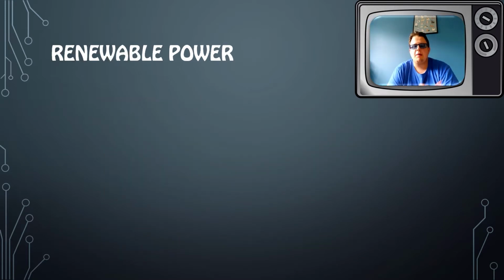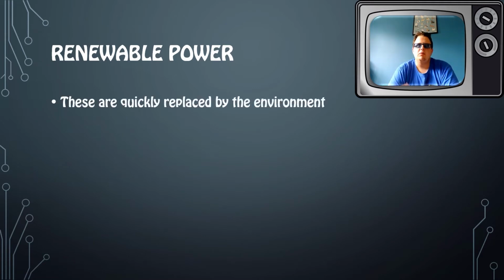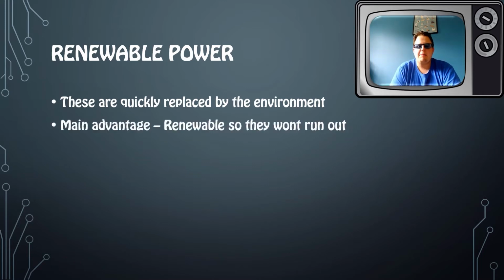Okay, what about renewable power stations then? So we're going to lump pretty much all the different renewables in together here. Now renewable, what we mean is that it's quickly replaced by the environment. We can't use that resource again. You know, once wind has gone past a wind turbine, we can't reuse that wind, but it's quickly replaced by the environment. The main advantage is because they're renewable, they don't run out.